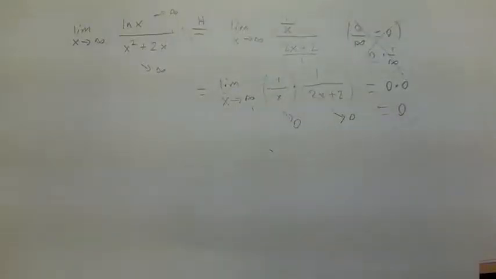0 over 0 is the same way. Sometimes it gives you 1, sometimes it gives you 0, sometimes it gives you infinity. Right? It's just depending on what's going on, what has happened. Okay.